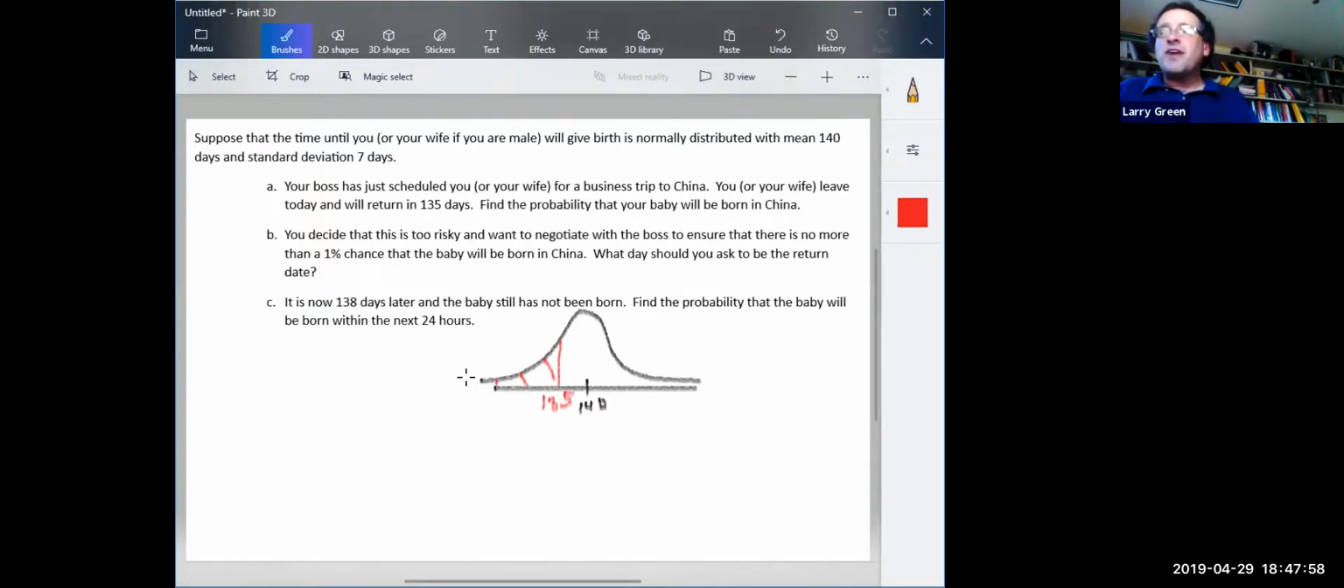So once you have the picture, it's actually pretty easy. But drawing the picture is essential. And by the way, I will take off points if you don't draw the picture on the midterm and the final.